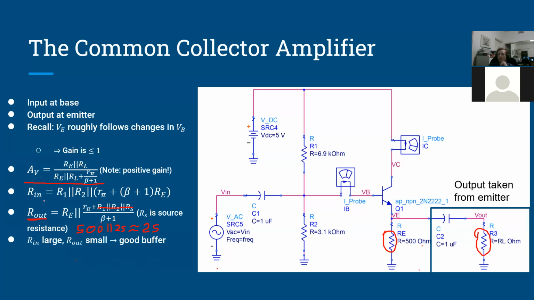Now for the input resistance, this looks like a complicated expression, but it's really not. Remember before with the common emitter amplifier, we had R1 in parallel with R2 in parallel with R pi. So the only thing I've added here is this beta plus 1 times RE. This should really be RE in parallel with RL. I'll fix that.